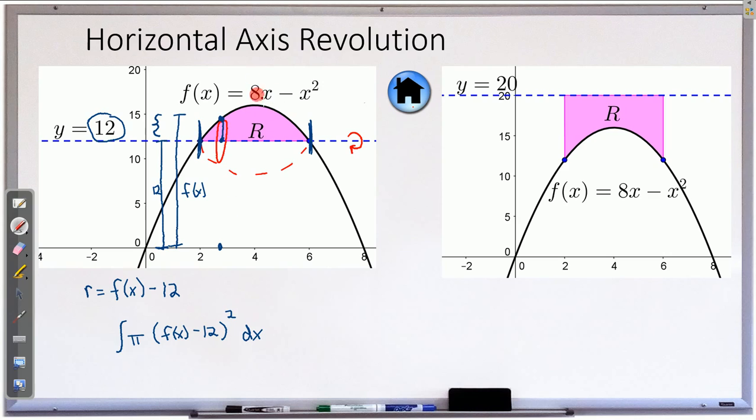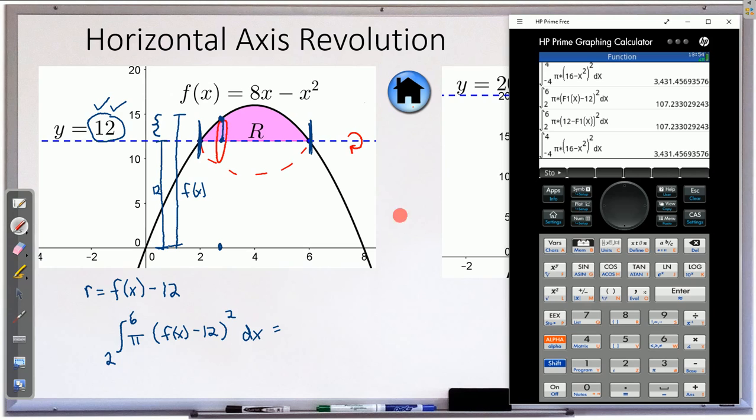If I plug in 2, you get 16 minus 4, which is 12. So that looks good. And then we end here at 6. 6 times 8 is 48 minus 36. That is also 12. So we are going from 2 to 6. And that is the integral that will give us our answer. So let's plug that into the calculator and see what we actually get.